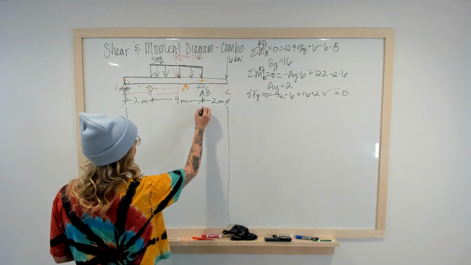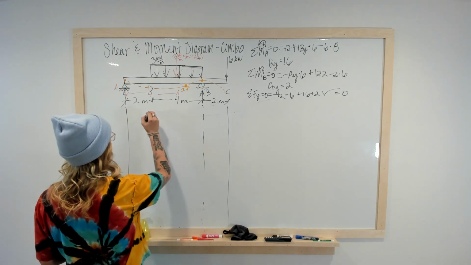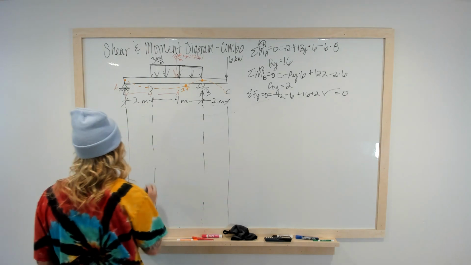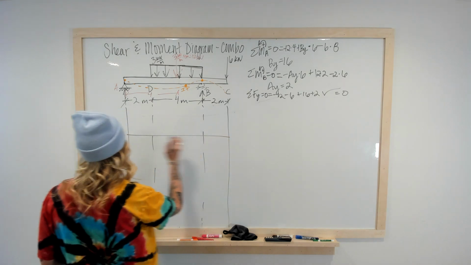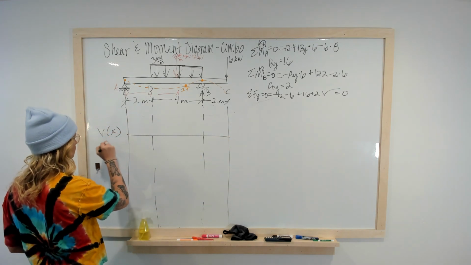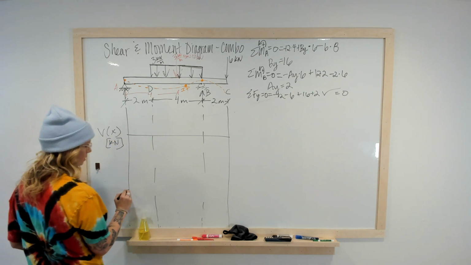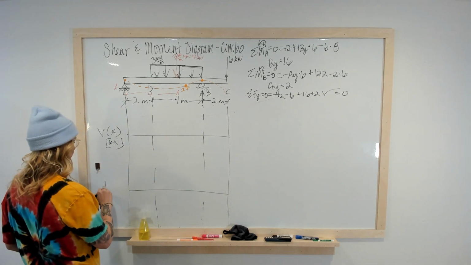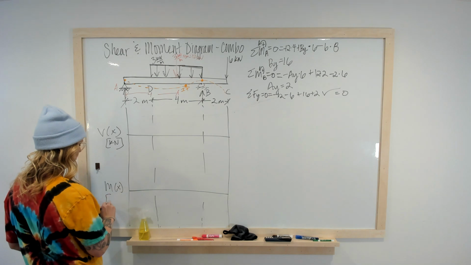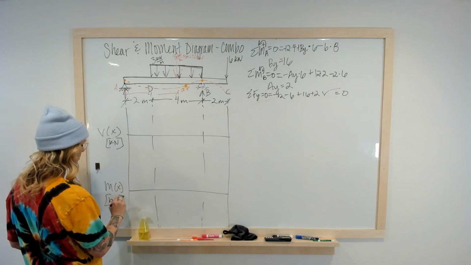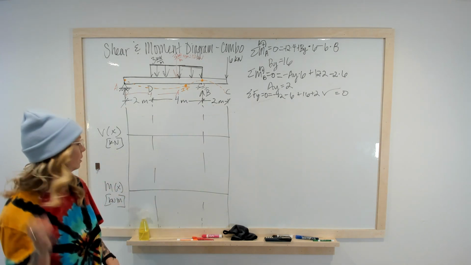Always draw stuff directly below your beam. This is a very visual thing, so it pays to take the time to make this look nice. We're going to have our V of X, which is going to be in kilonewtons. It's a force unit. And then we're going to have our M of X, which is going to be in kilonewton meters because it is a moment unit.